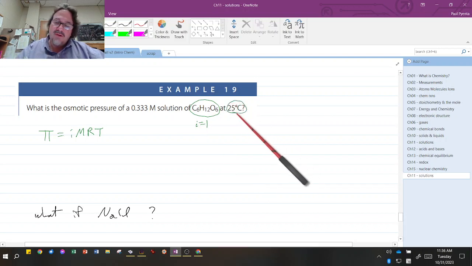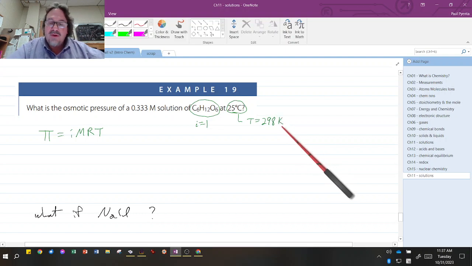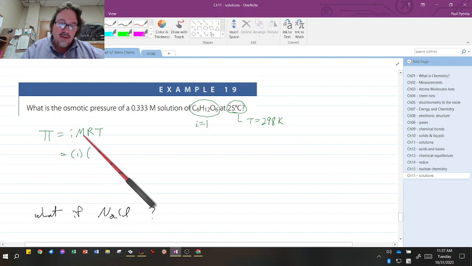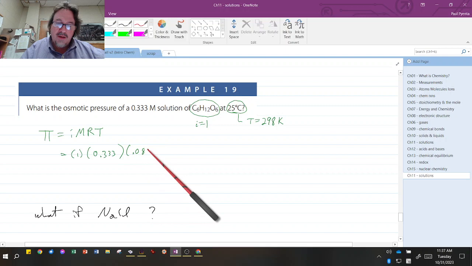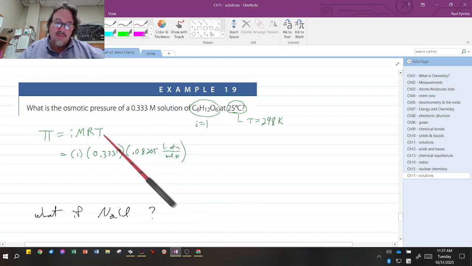Notice they give me 25 degrees Celsius. I'm going to have to plug in temperature, but I've got to convert that to Kelvin. That's 298 Kelvin. Remember, you just add 273 in order to convert Celsius to Kelvin. So I think I've got everything I need. This would equal 1 times the concentration, 0.333, times R, which is 0.08205. This is molarity. This would be liter atmospheres per mole Kelvin. And then temperature, 298 Kelvin.